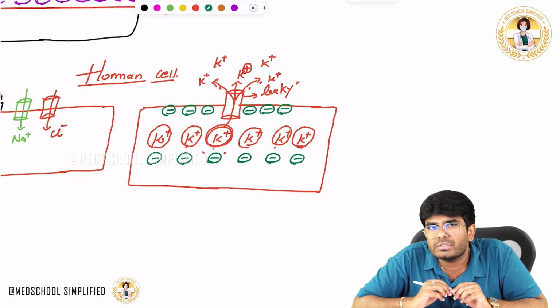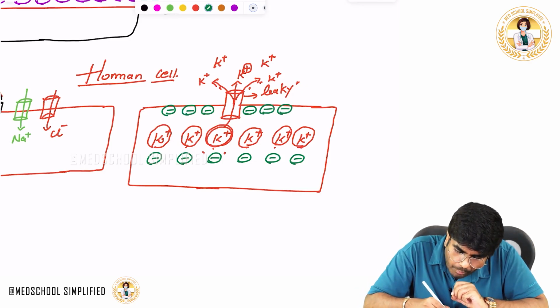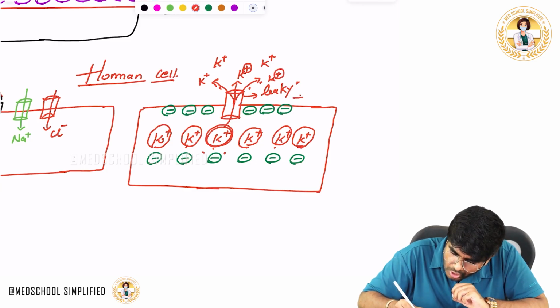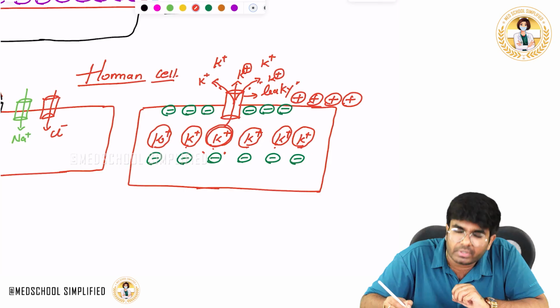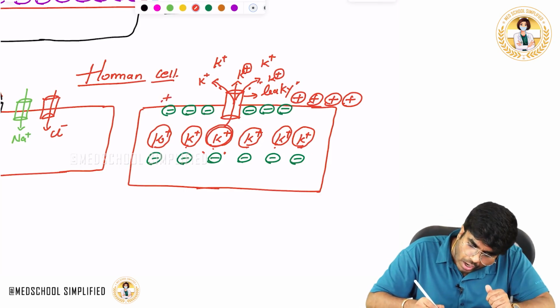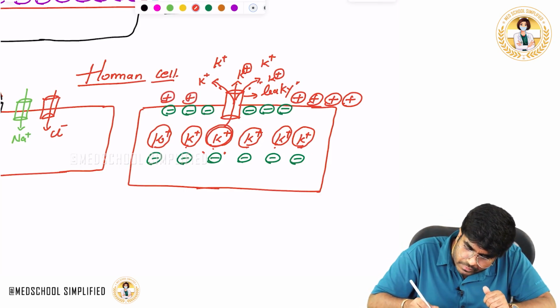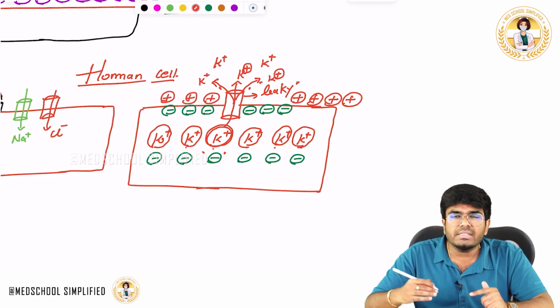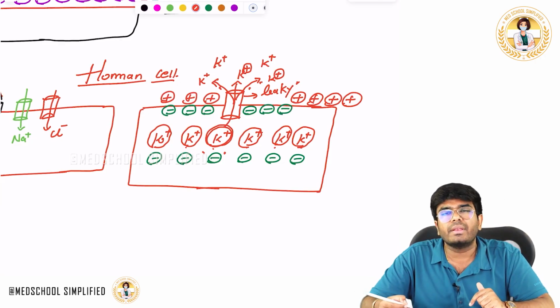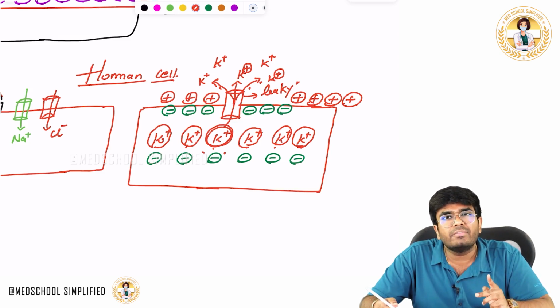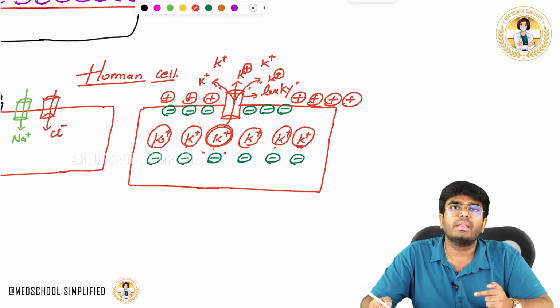So now you understood what is developing: a voltage difference. The positive charges are going out. Potassium is going out, so outside the membrane there is positivity. And inside the cell, what is getting developed? Negativity. So for the first time, we are saying there is a difference in the voltage. Outside is becoming positive, inside is becoming negative.